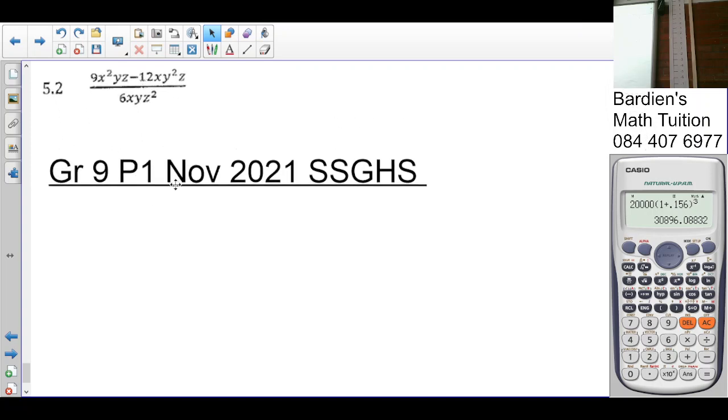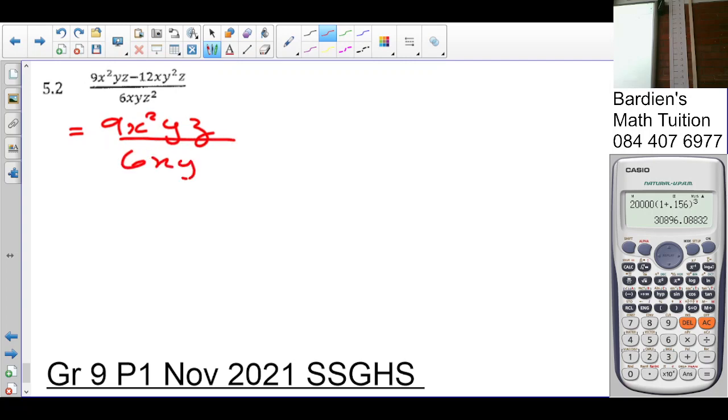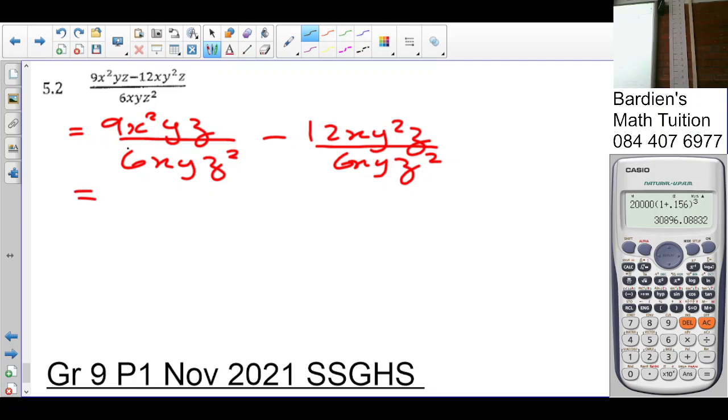Look at 5.2. Here we can write each one over its own denominator. So that's going to give us 9x squared yz over 6xyz squared minus 12xy squared z over 6xyz squared. Okay, so we're going to simplify here. 3 goes... 6 twice into 9 thrice. So it's 3 over 2.